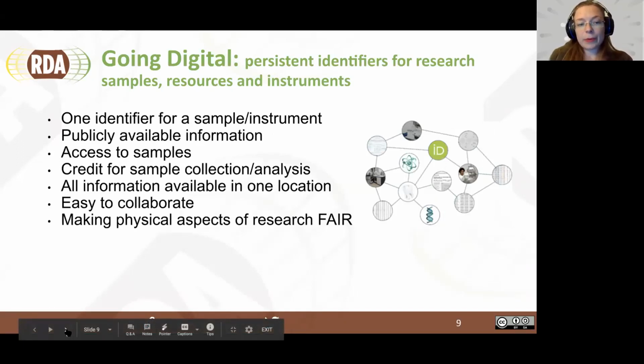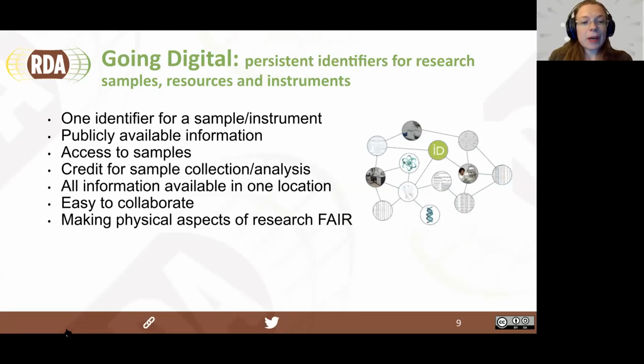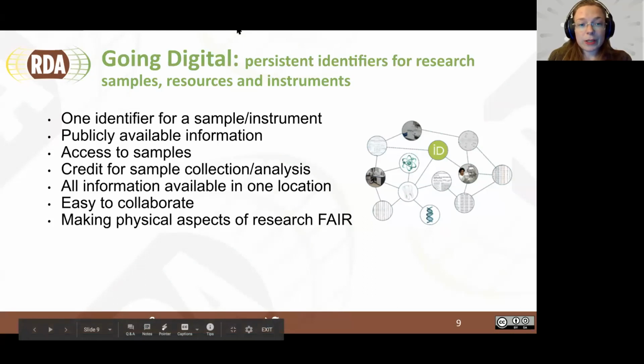And so as for why, I'm sure I'm preaching to the choir, but from my perspective, I would really appreciate having one identifier per sample or instrument so that I don't need to collect all of this information manually. I appreciate the information being publicly available, and this also helps with making that data publicly available. I think we could increase the access to samples, so reuse of data that was already mentioned. And credit is very important.